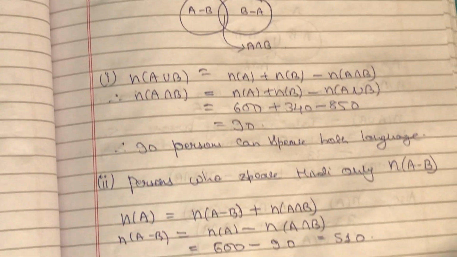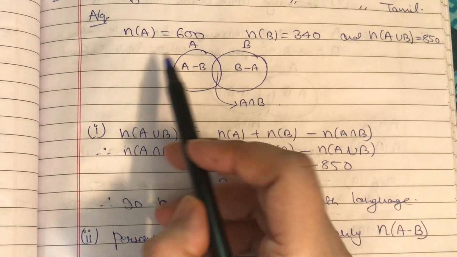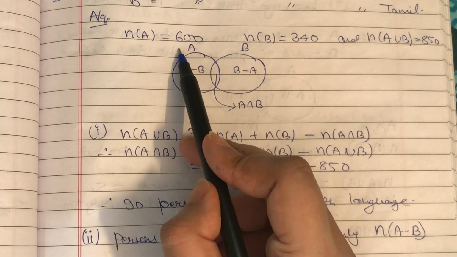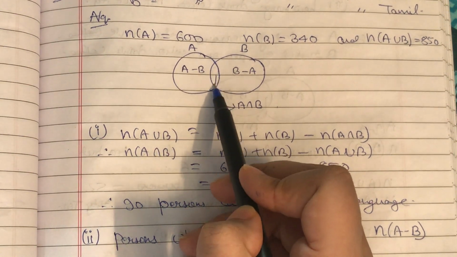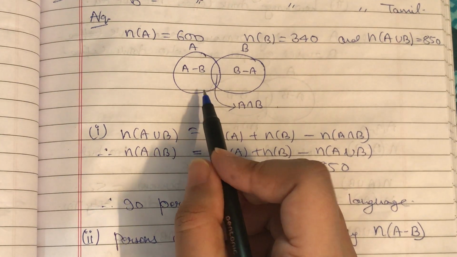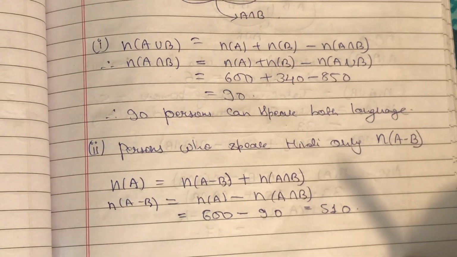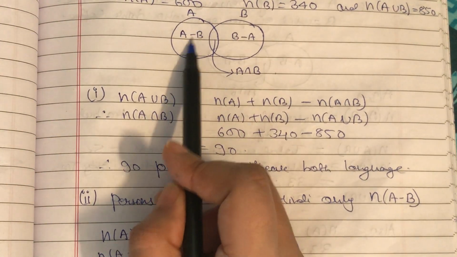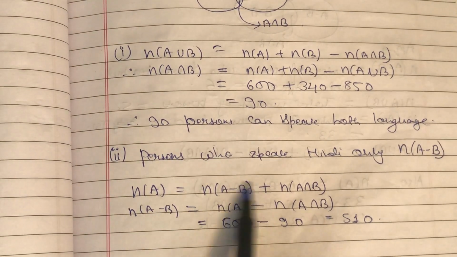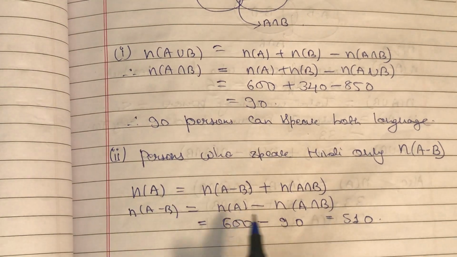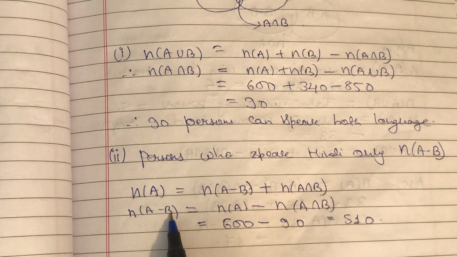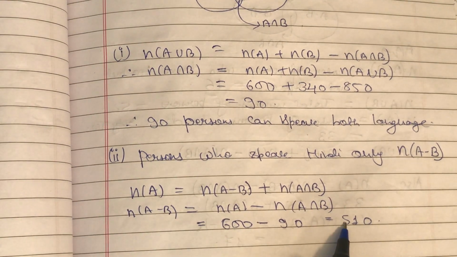Another question is the number of persons who can speak Hindi only, which means this one, A minus B. I have to find n(A minus B). Now from the Venn diagram, what can you conclude? That n(A) is equal to n(A minus B) plus this segment, and this segment is A intersection B. That's why I always ask you to draw the Venn diagram, so you can derive any of the equations, any of the formulas. So n(A) equals n(A minus B) plus n(A intersection B). So n(A minus B) equals, this will go to the LHS, 600 minus 90, which gives you 510. So n(A minus B), the number of persons who can speak Hindi only, is equal to 510.